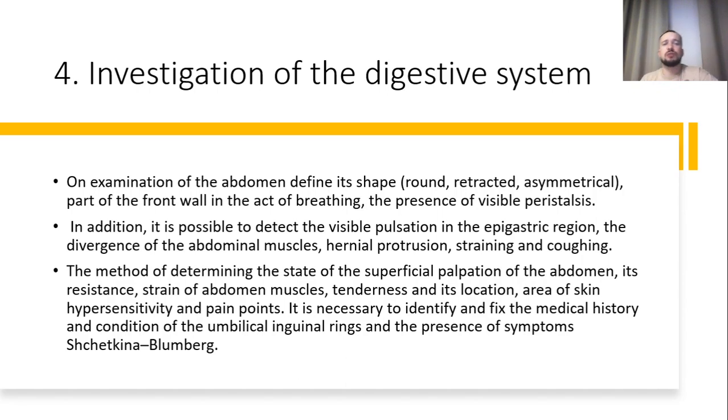On examination of the abdomen, define the shape, part of the front wall in the act of breathing, and the presence of visible peristalsis. In addition, it's possible to detect the visible pulsation in the epigastric region, the divergence of the abdominal muscles, hernial protrusions, strain, and coughing. The method of determining the state of the superficial palpation of the abdomen, its resistance, strain of abdominal muscles, tenderness, and its location, area of skin hypersensitivity, and pain points.